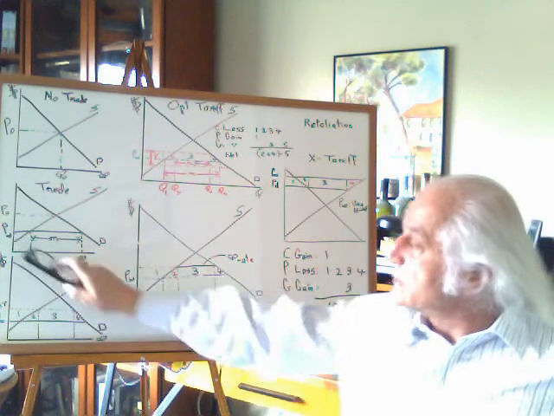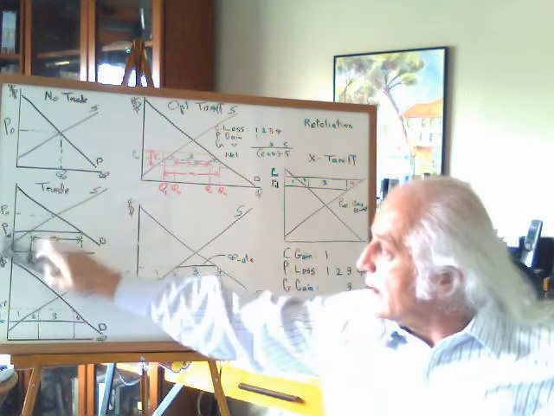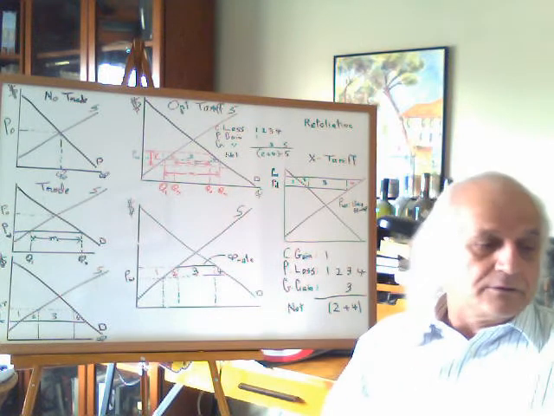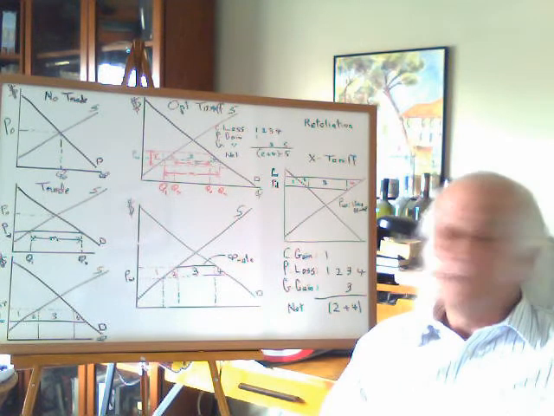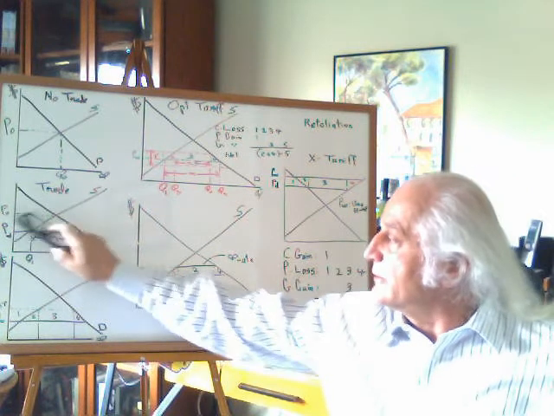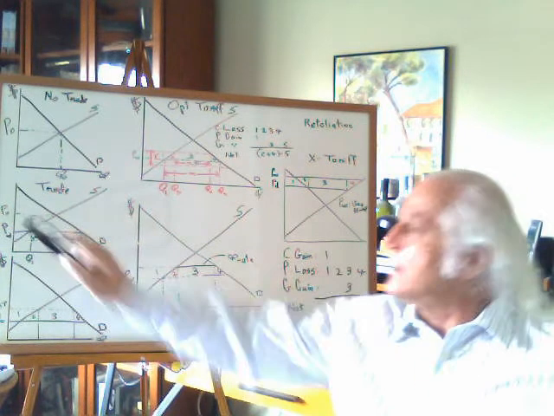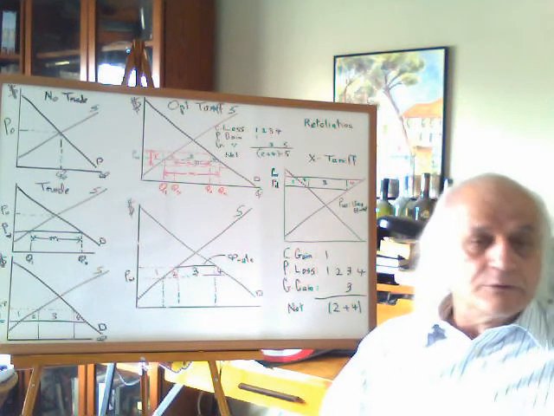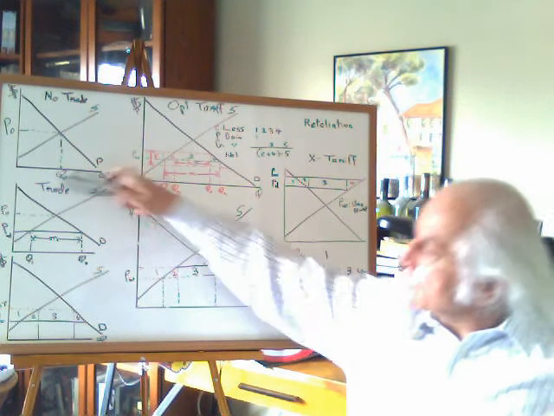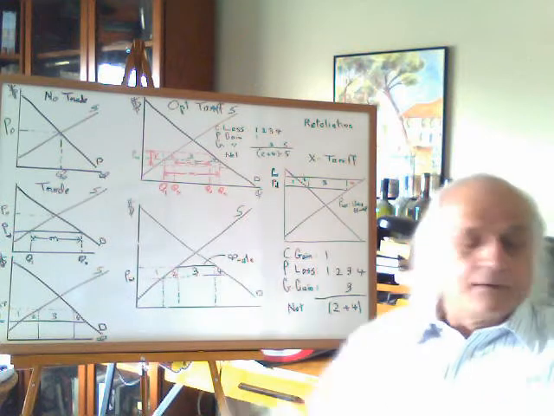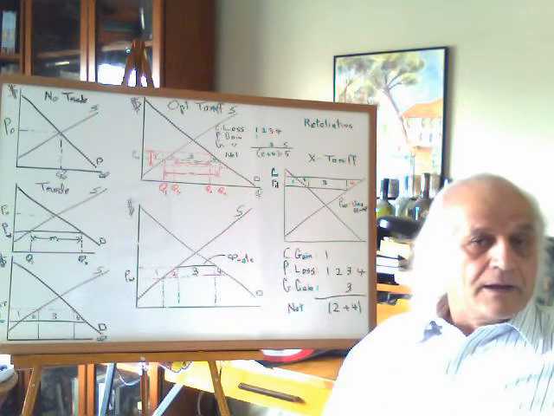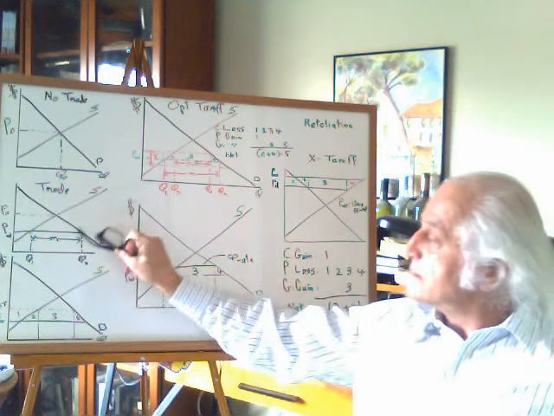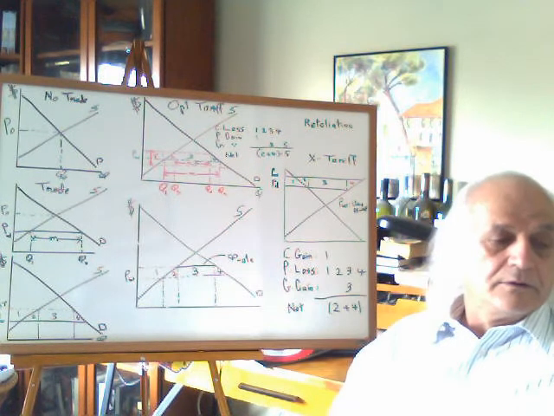So their producer surplus used to be this big triangle. Right now it has become this smaller triangle, right? So they have lost this area. This area is lost right now by the producers. But what about the consumers? Well, the consumers used to get this upper triangle as their consumer surplus before trade. After trade, it has become this bigger triangle.